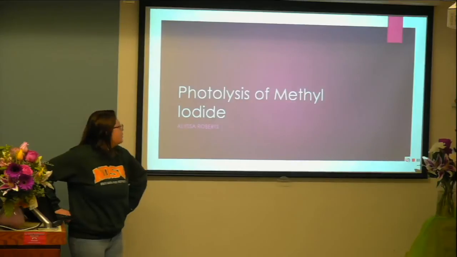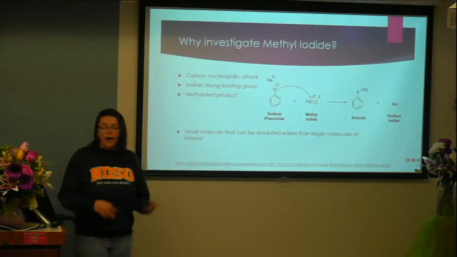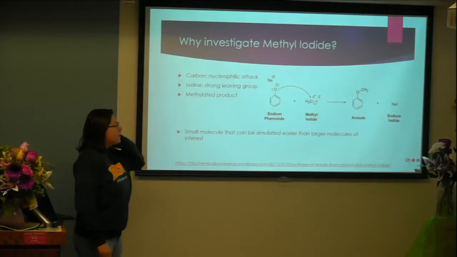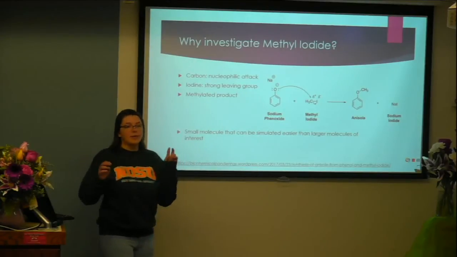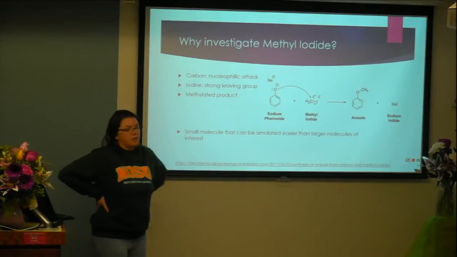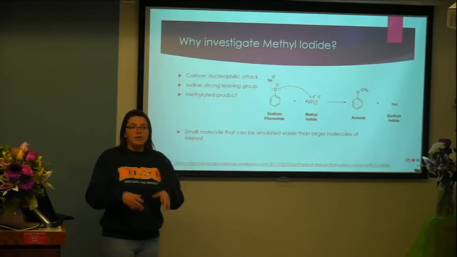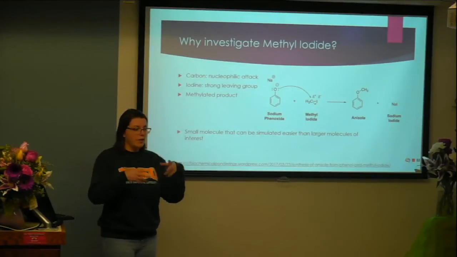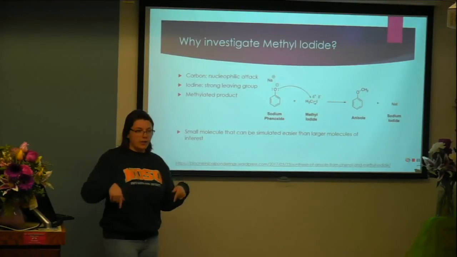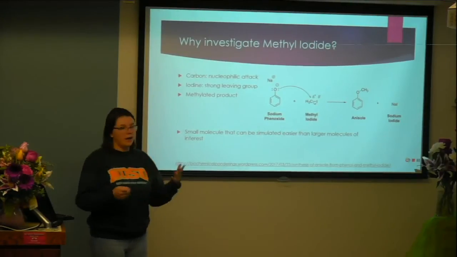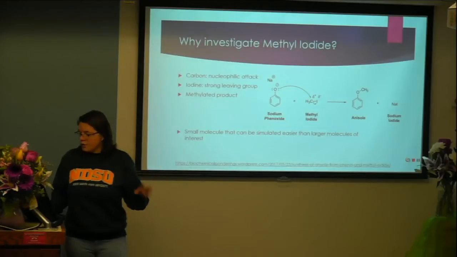Okay, so my project was the photolysis of methyl iodide, otherwise known as iodomethane. So why investigate methyl iodide in the first place? In organic chemistry, the carbon of the methyl iodide is known to be susceptible to a nucleophilic attack, and iodine is also a strong leaving group, so it's really easy to methylate products using this molecule. And also it's very small, so it's slightly easier to demonstrate in MATLAB. The products are easier to interpret than a triatomic model. Ethyl iodide would be significantly more complicated than methyl iodide. So that's part of the reason why we chose this.